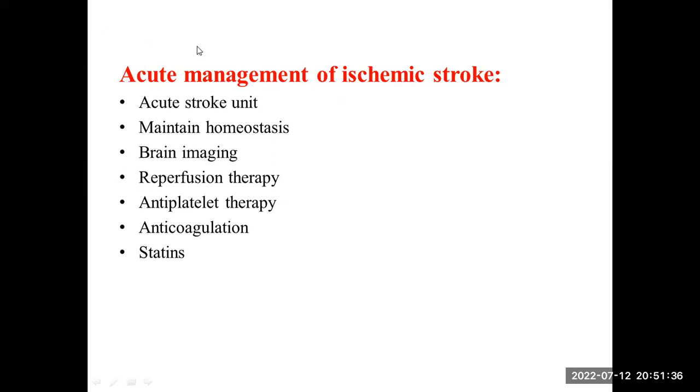So what is the acute management of ischemic stroke? The first important point when you are dealing with a patient with stroke is the presence of an acute stroke unit, and this actually has a prognostic benefit. According to studies, managing a patient with ischemic stroke in an acute stroke unit will reduce the mortality by 30%. This is how important this setting is.